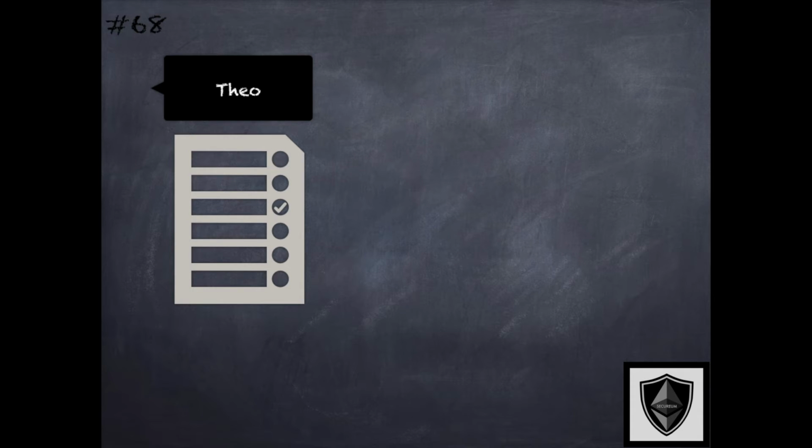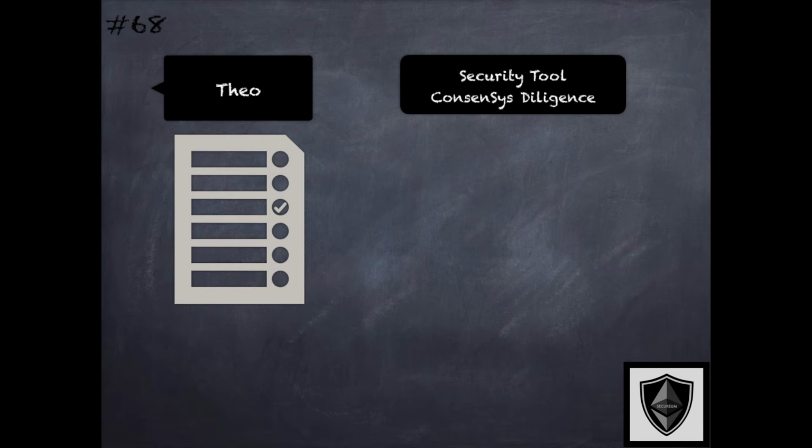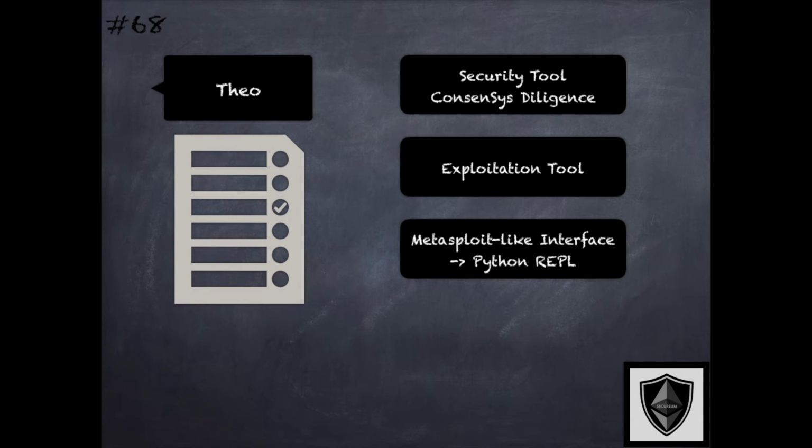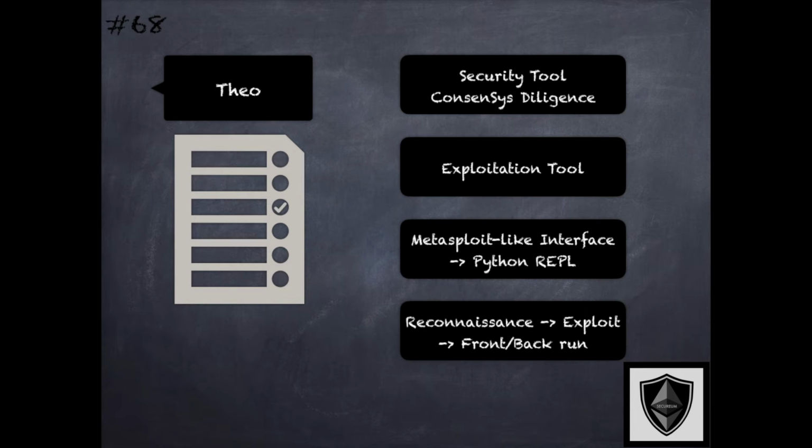Another security tool from Consensus Diligence that is not specifically meant for auditing but interesting nevertheless is Theo. Theo is an exploitation tool with a Metasploit-like interface and provides a Python REPL console from where one can access a long list of interesting features such as automatic smart contract scanning, which generates a list of possible exploits, sending transactions to exploit a smart contract, transaction pool monitoring, front-running, back-running transactions, and many others.